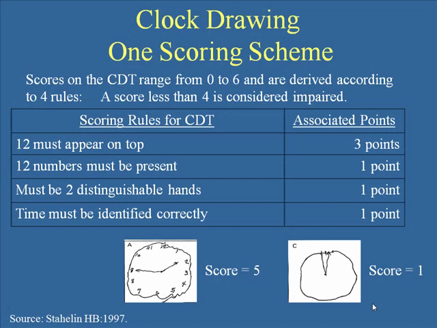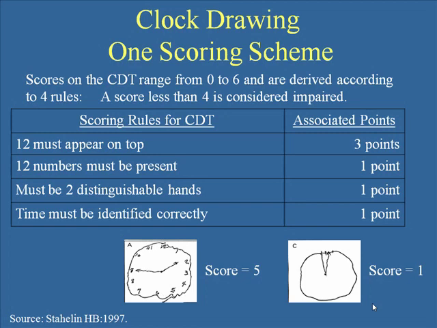We don't know where the clock hands were set, but presumably that's an incorrect time. And you can see that there are two distinguishable hands. So they lose a point for time must be identified correctly, giving this particular clock score 1 point. I mean, excuse me, 5 points, making it a normal clock draw.